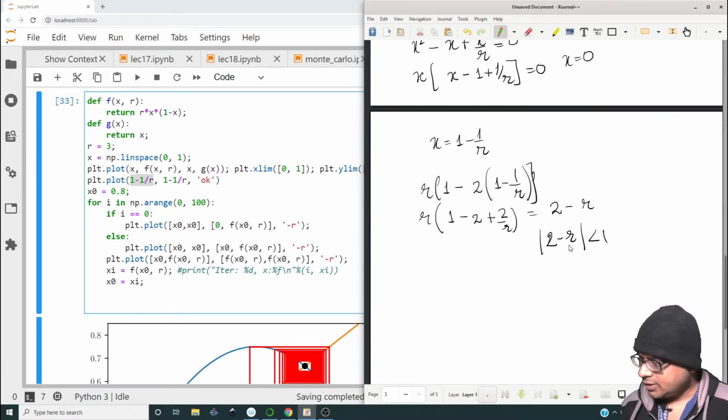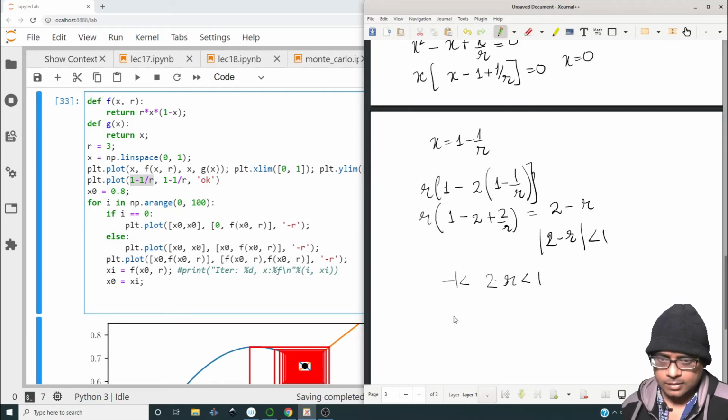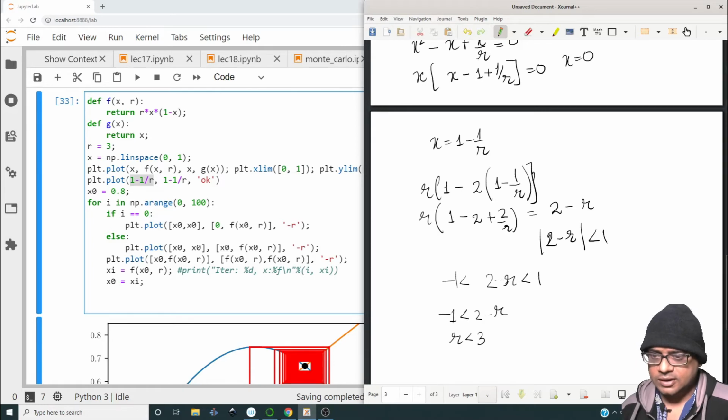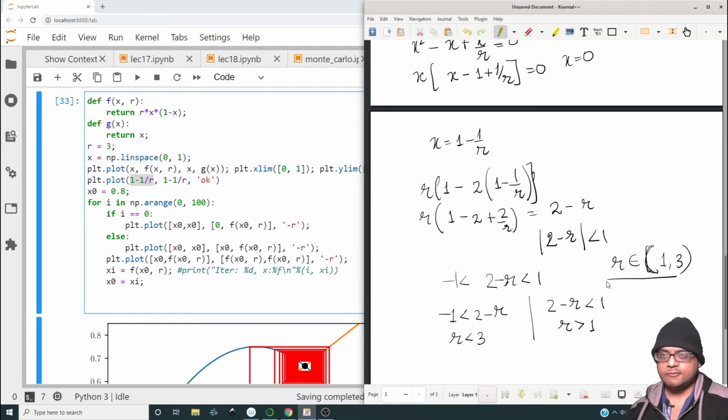Alright, so mod of 2 minus r should be less than 1. So if mod of 2 minus r is less than 1, then it means 2 minus r should be less than 1 and it should be greater than minus 1. So the first inequality implies r should be less than 3, and the second inequality implies that r should be greater than 1. So if r lies in the open set 1 to 3, then we have a stable fixed point.